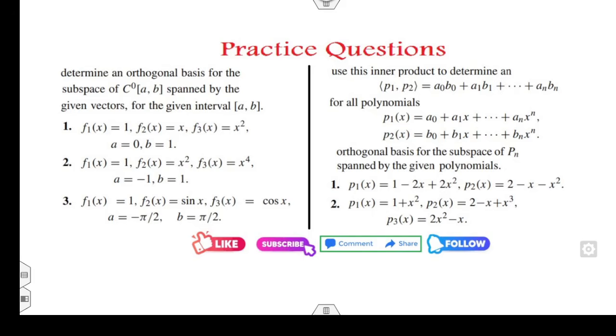Now these 6 questions are an exercise for you. First of all, you can determine whether they are an orthogonal basis over C0. As I mentioned, what is the C0? It's integration from a to b. If I take 2 vectors, say f and g, then the answer is the integral of f into g dx. So which of the following is an orthogonal basis? And for this case, if you take an inner product, check whether they are an orthogonal basis for the given set of polynomials.